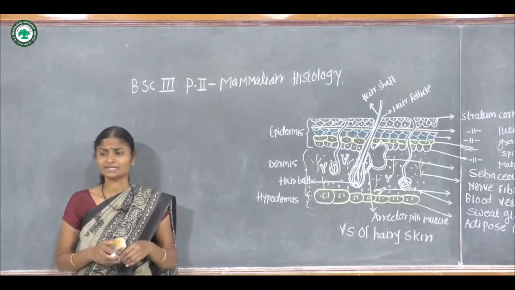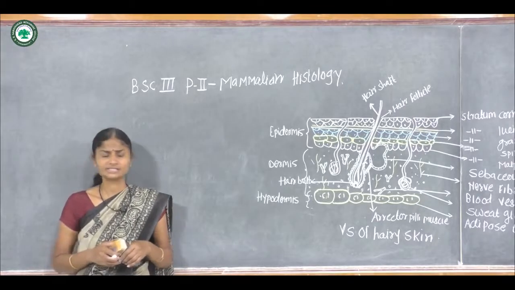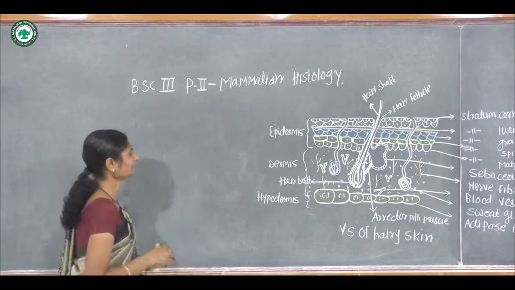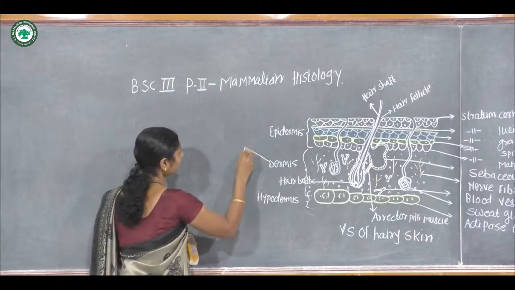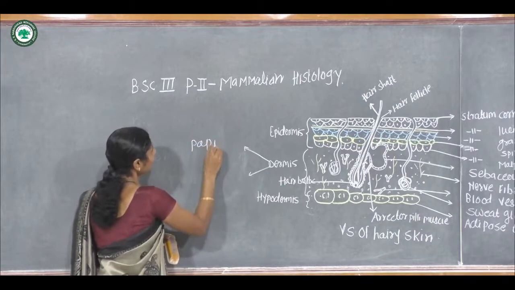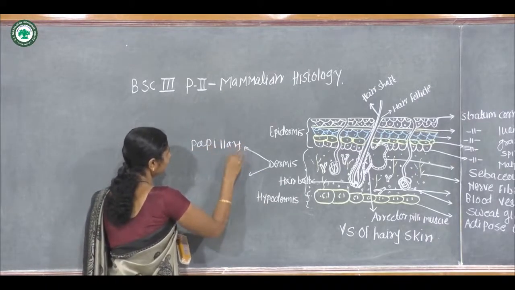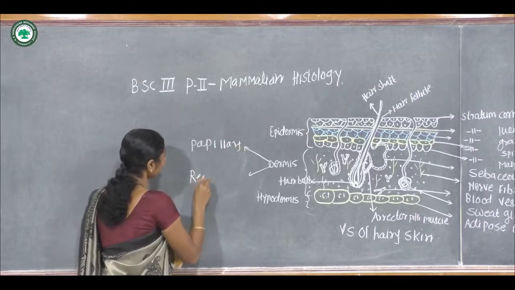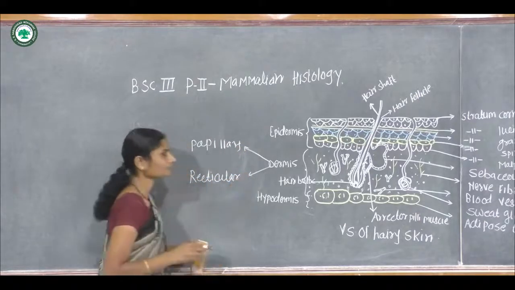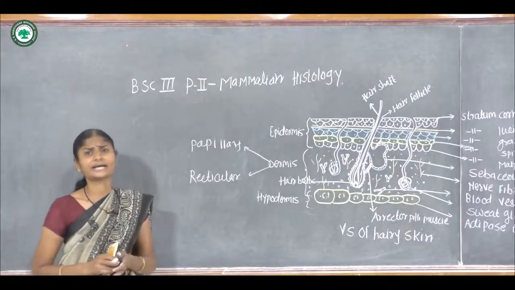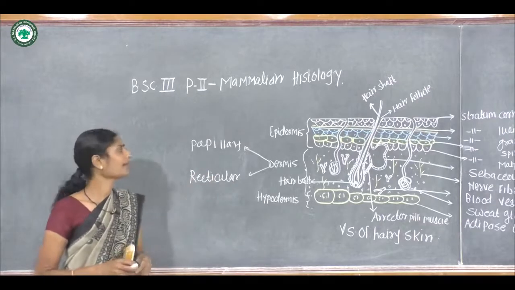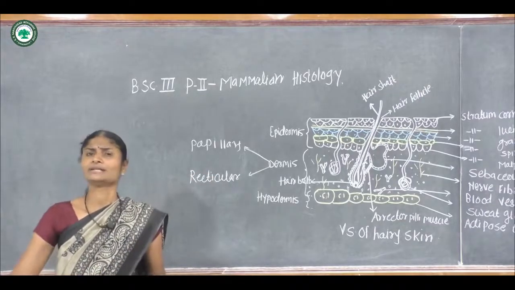This dermis layer consists mainly of two layers. The outer layer is called the papillary layer, and the inner layer is called the reticular layer. So the dermis is divided into two subtypes, papillary and reticular layer.